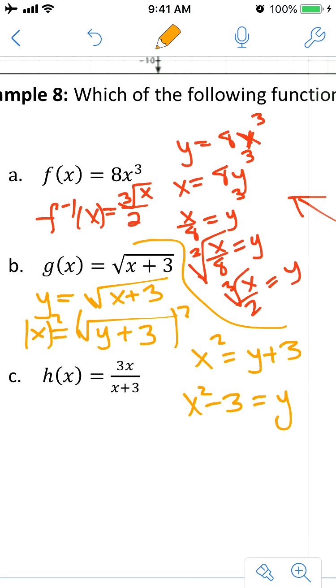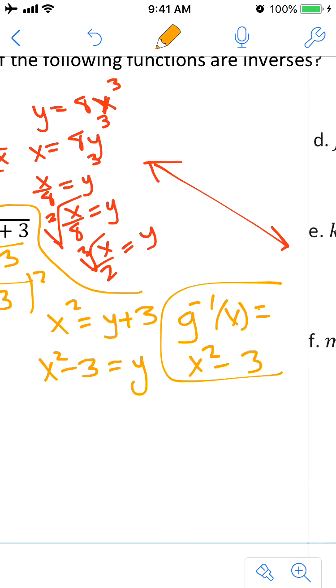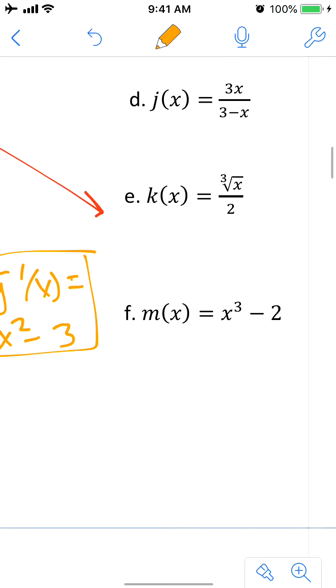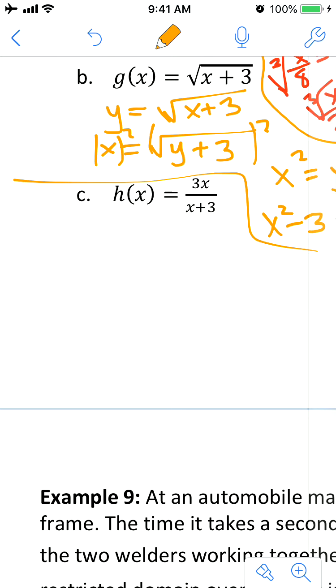So it looks like G inverse, totally bleeding into the next problem, that's okay. G inverse is equal to x squared minus 3. Do we have that anywhere? Nope, doesn't look like it. That's okay. That's alright. We'll just have to do 4 more, or 3 more.